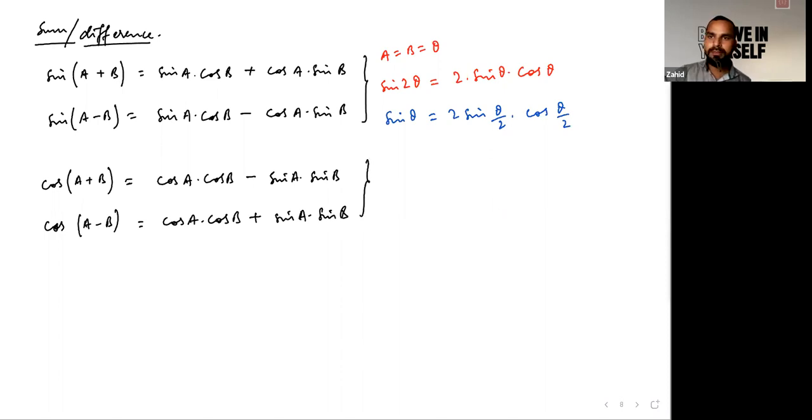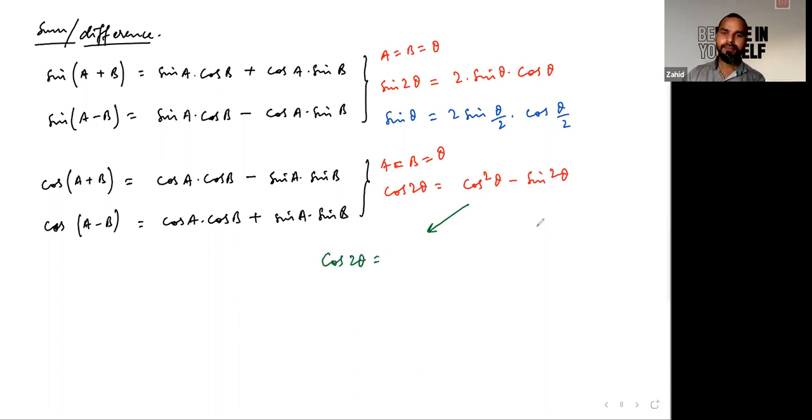Now, if you put A and B to be equal, A equals B equals theta, in this part you will get cos 2 theta, which will be equal to cos square theta minus sine square theta. This is the most important formula. Now, break this part into two parts to define only in terms of cos. So cos 2 theta is equal to, if you convert this sine square theta in terms of cos square theta, 2 cos square theta minus 1. So move this one to the other side, you will get 1 plus cos of 2 theta is equal to 2 cos square theta.